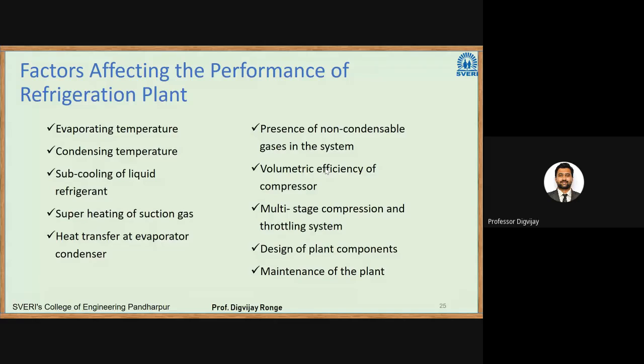Presence of non-condensable gases in the system reduces the efficiency or the COP. Then volumetric efficiency of the compressor, multi-stage compression and throttling system. This multi-stage compression is our next topic; in the second chapter we'll study what multi-stage compression is. Then design of plant components, that is, how the load is calculated while designing a dairy plant or a refrigeration plant, which is also important. And last is maintenance of the plant. How the plant is maintained is also a very, very important thing.